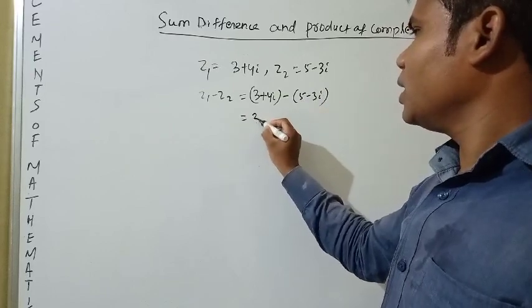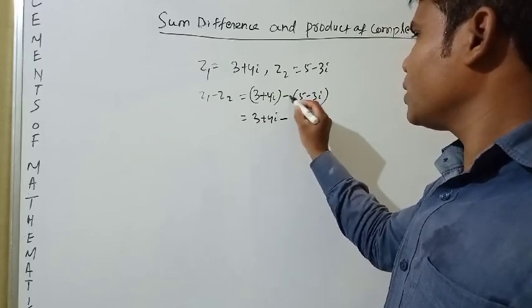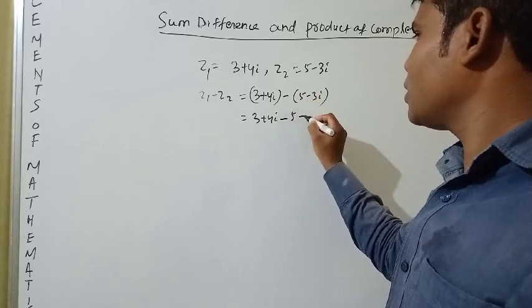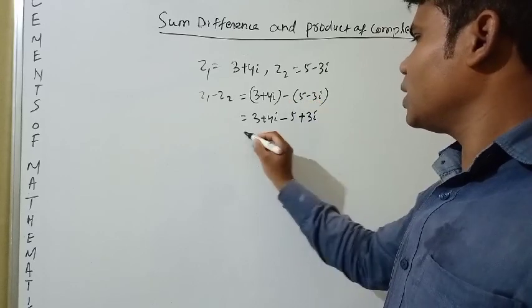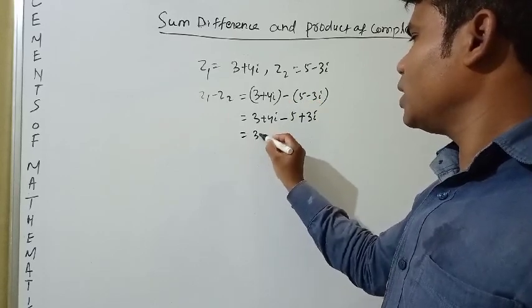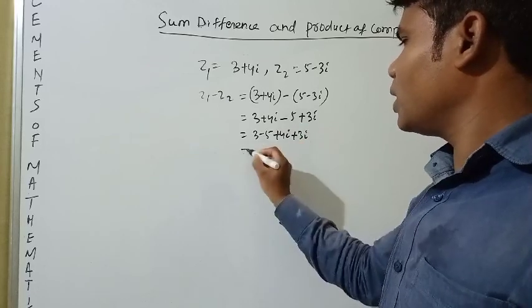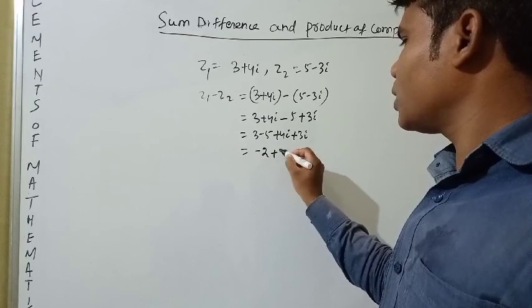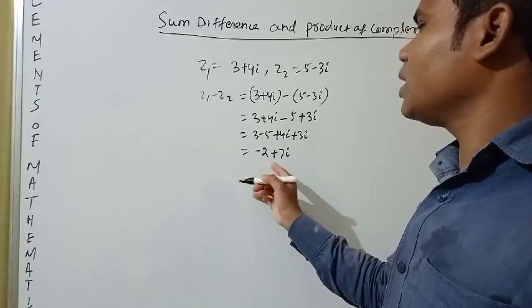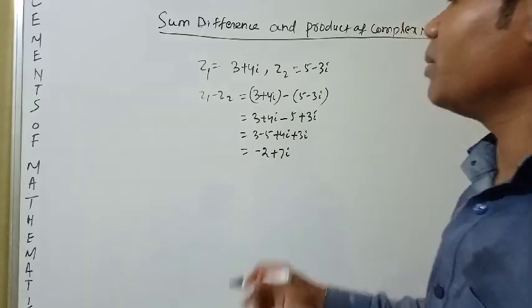You see 3 plus 4i minus 5, minus minus plus 3i. Here we have 3 minus 5 plus 4i plus 3i. 3 minus 5 is equal to minus 2, plus 7i. This is in the form of a plus ib. Again, this is a complex number.